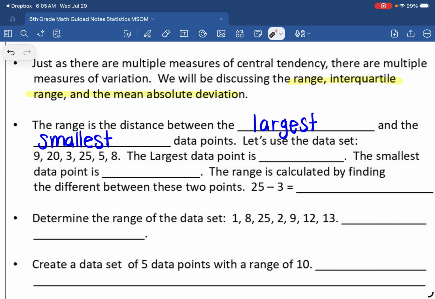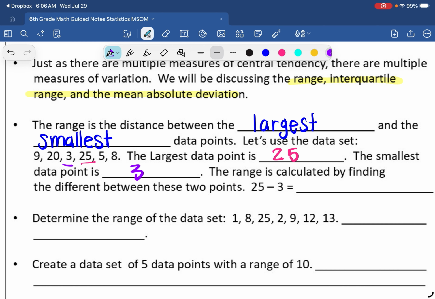Let's use the data set right here. The largest data point would be 25. The smallest data point is 3. The range is calculated by finding the difference between these 2 points. So 25 minus 3, and that is 22. So the range is 22.